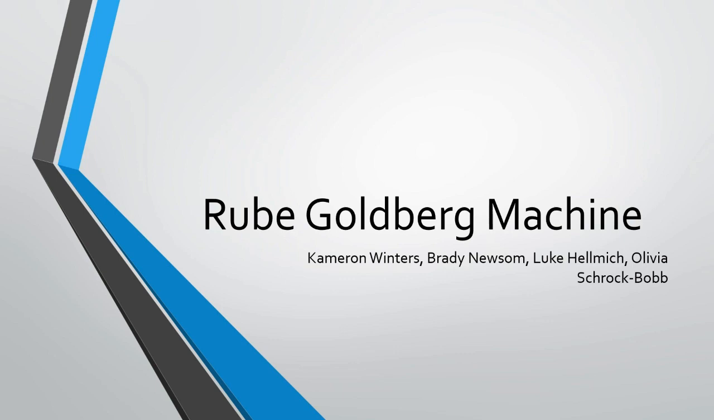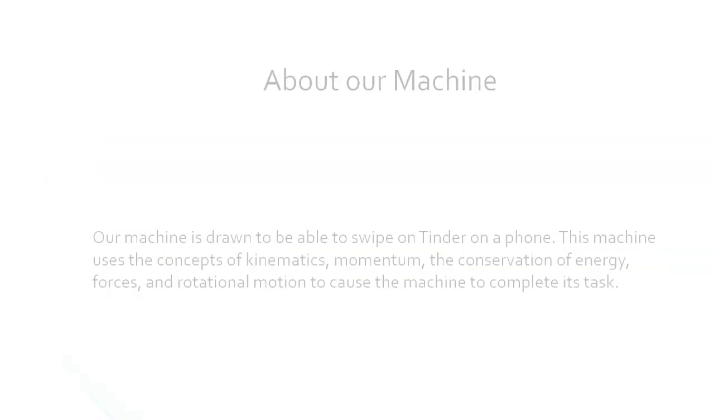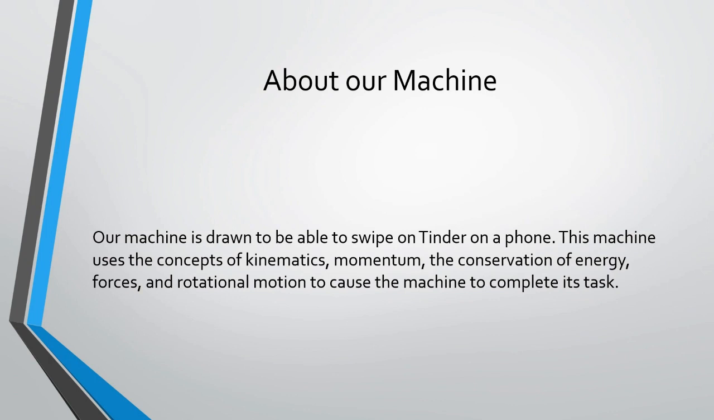My name is Brady Newsom, and this presentation will help explain physics concepts using a Rube Goldberg machine, and the end goal is to find the love of Kameron's life on Tinder. The physics concepts that will be explained in this video include kinematics, momentum, conservation of energy, forces, and rotational motion. Like it says, we will be finding the love of Kameron's life.